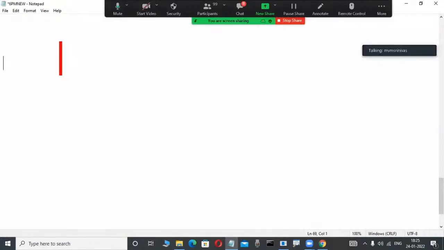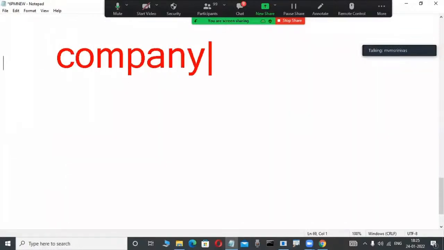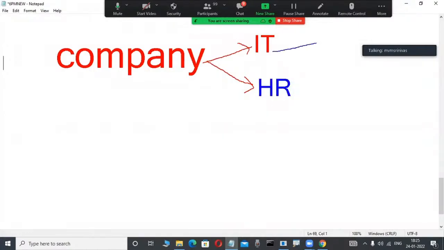Suppose one company is there. Don't write it down. A simple scenario. In this company, having two departments, for example. One company can have many departments, but two departments for your understanding. IT is a department, and HR is a department. For example, based on our knowledge, HR is a department. In this IT department, suppose you join the company, you will also work in the IT department.